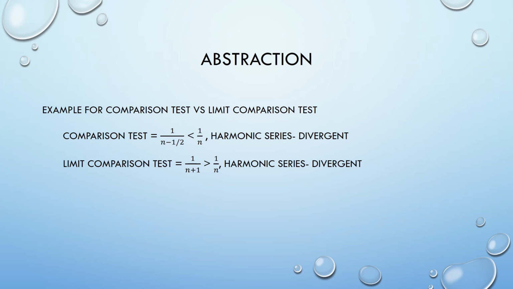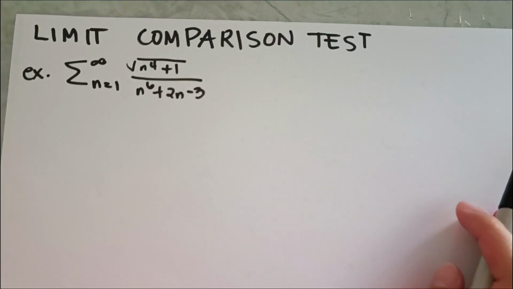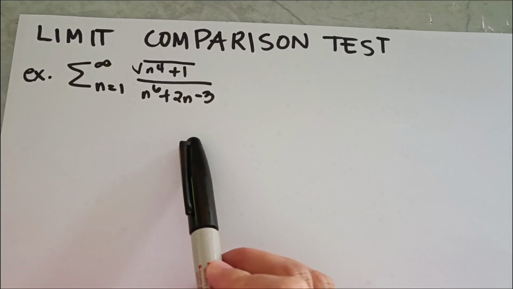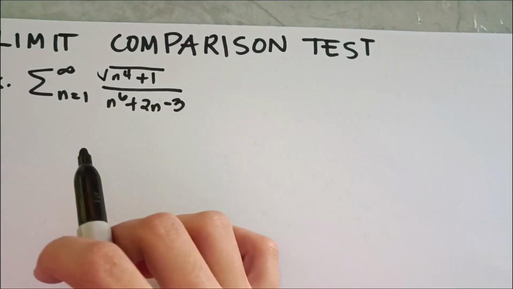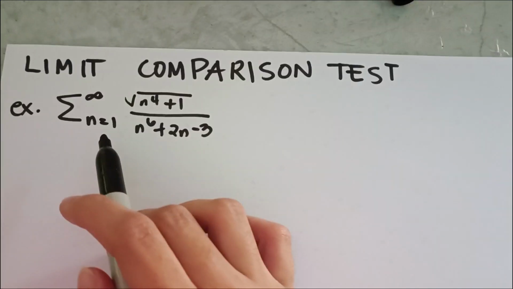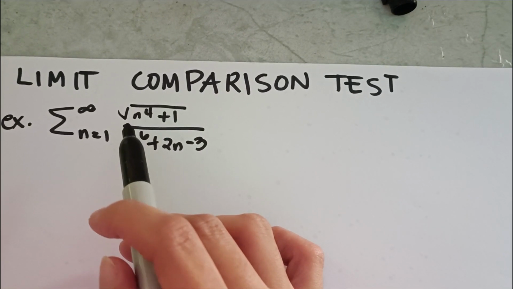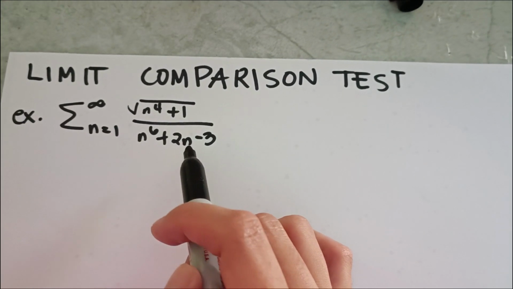To fully understand this topic, I will show you some examples for convergent and divergent series. Now this is the example of limit comparison test. Let's see if this one is convergent or divergent. As you can see here, the series is the summation of n equals 1 to infinity of square root of n raised to 4 plus 1, divided by n raised to 6 plus 2n minus 3.